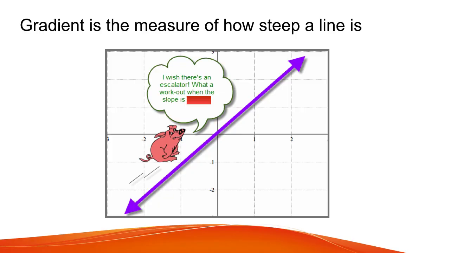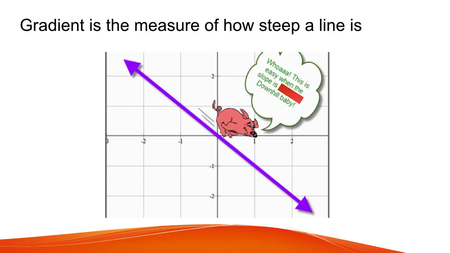Since the gradient is the measure of how steep a line is, I wish there was an escalator. What a workout when the slope is positive. Let's look into this. Remember, gradient is the measure of how steep a line is. So, this is easy when the slope is negative. Downhill, baby. So that is when the gradient is negative.